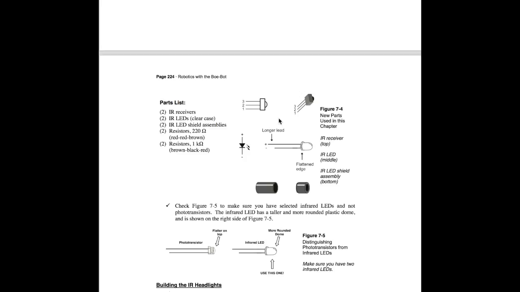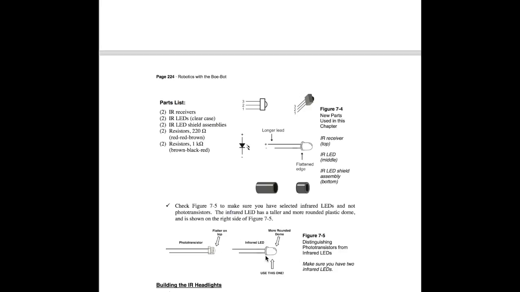Okay, so the IR receivers, we'll have two of them. They look like this. They're pretty easy to find. The infrared LED looks a little bit different. You need to be careful that you get the infrared LED and not the phototransistor. So the infrared LED, I believe it's going to be clear.